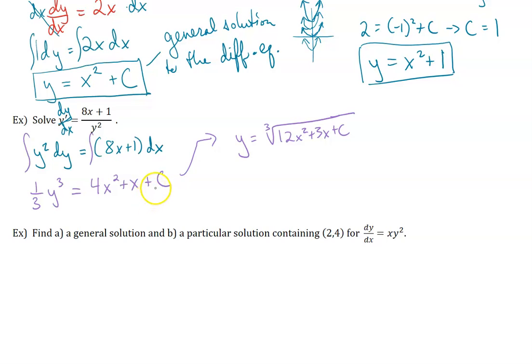So for example, let's say that I forgot that and I have y equals the cube root of 12x squared plus 3x, and then I thought, oh crud, need a plus c, and I stick it on right there. These are not the same function, okay? So this one is not correct. Make sure that you remember c at the first step with the antiderivative, and then whatever happens to the function needs to apply to c as well, okay?